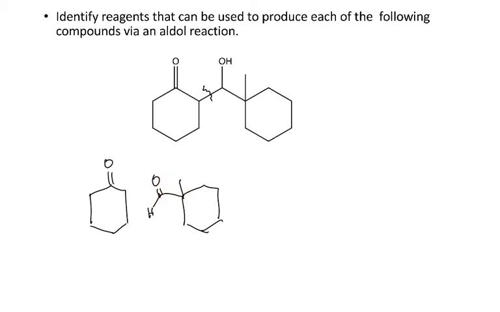This aldehyde only has one alpha carbon and there are no alpha hydrogens, so it can't form the enolate. So we don't have to worry about doing the directed aldol addition. We can just mix these two compounds with sodium hydroxide, and we'll get this aldol product.